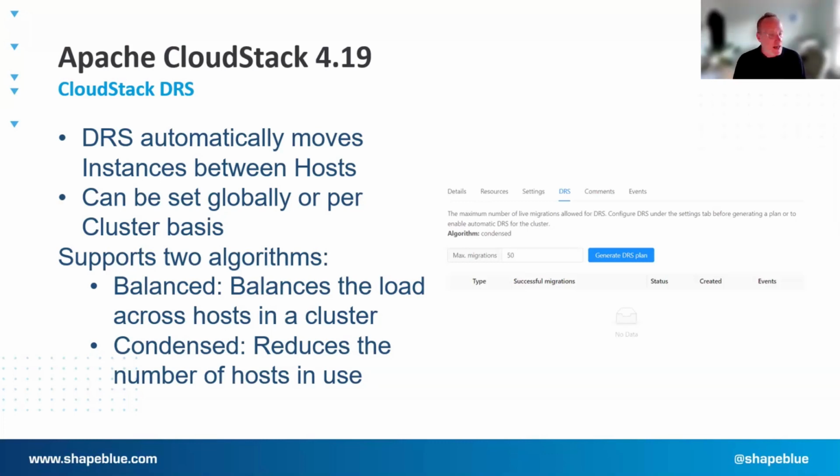And it supports two very simple algorithms. Balanced, where it's going to try and balance the workloads, i.e. the instances, as evenly as possible, or as evenly as you specify, across all of the hosts in a cluster, or condensed, which is basically the opposite, where it's going to try and squash everything into as few hosts as possible.